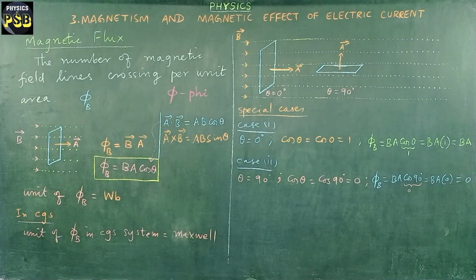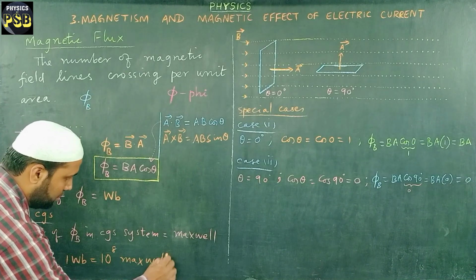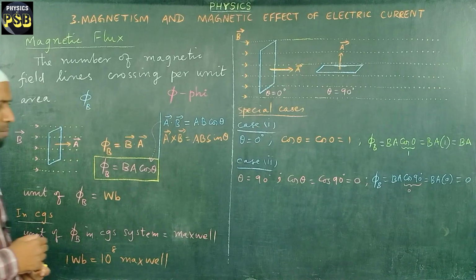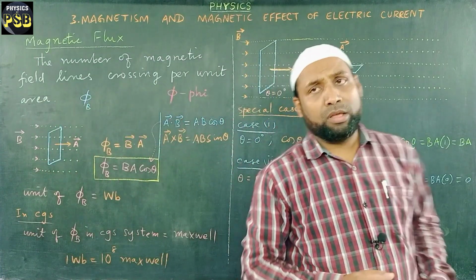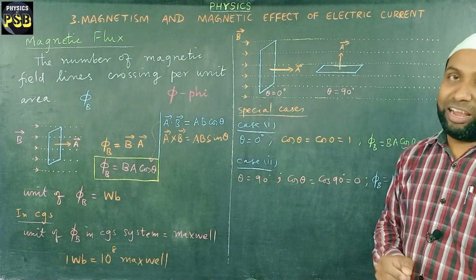Here, 1 Weber. Now I am going to relate the Maxwell with the Weber. Here 1 Weber is equal to 10 power 8 Maxwell. You remember this? Now go ahead. Now I am going to show you how to get the dimension of magnetic flux.